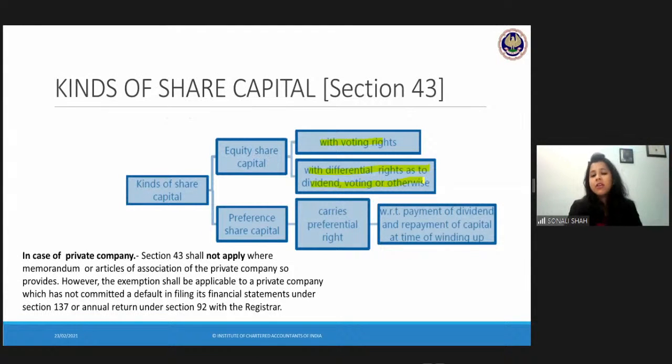Wherever you see throughout company law that there are exemptions to a private company, or a public IFSC or private IFSC or a government company, you will always see that it comes with the clause that the exemption shall be applicable to a private company which has not committed a default in filing of financial statements or annual returns. So this is something mandatory that we get to see throughout, right?